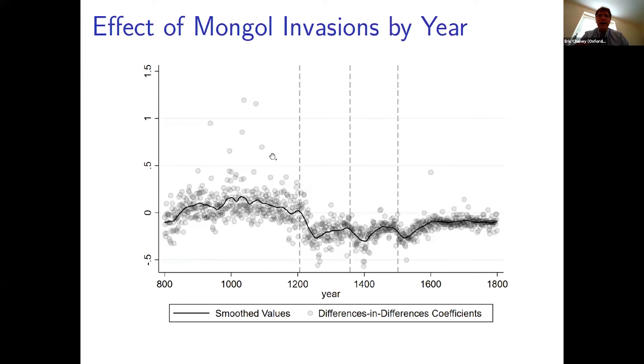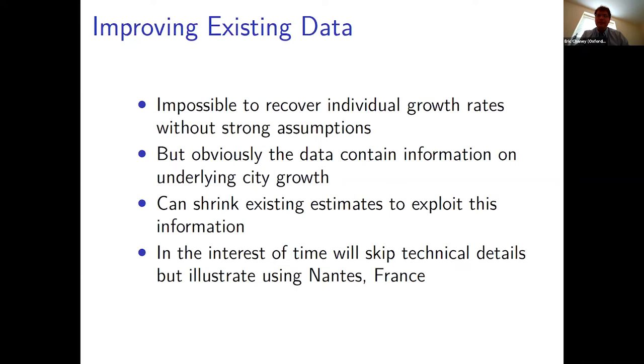So finally, I have only a few more minutes left, about 9 or 10 minutes. So how can you use these data to improve upon existing estimates? What I just showed you was the first part of the exercise, right? I can get these difference in difference coefficients by year. How can you use these data to improve upon existing estimates?